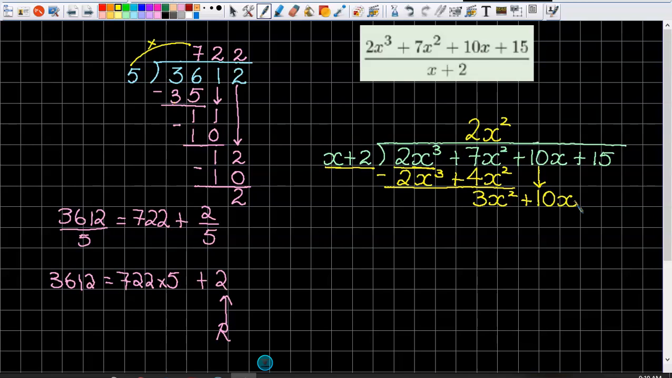And now you're asking yourself, all right, this x times what gives you this 3x squared over here? So x times what gives me 3x squared? 3x. Wake up, Jeff. 3x. I know it looks scary, but it's quite nice. And now we just multiply this by 3x. So 3x times x is 3x squared. 3x times 2 is 6x.